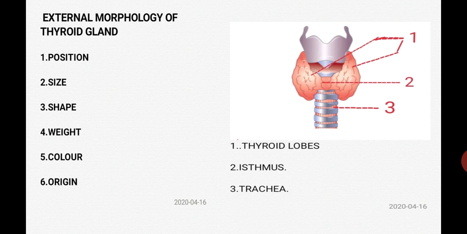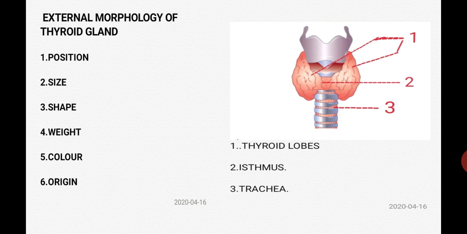In the diagram, 3 labels are there. Label number 1, it is thyroid lobes. As the thyroid gland has 2 lobes, so it is thyroid lobes. Label number 2, it is isthmus. Label number 3, it is the trachea. See the explanation now.